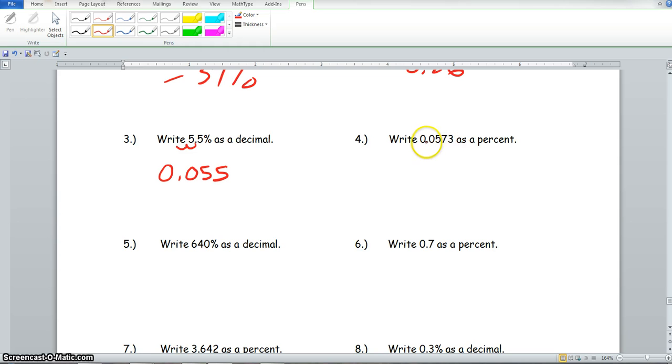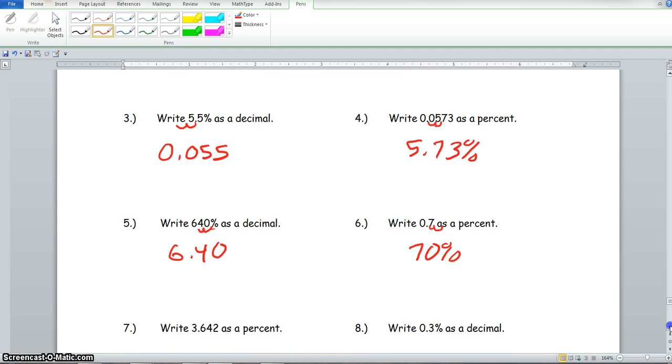Now we want to write this decimal as a percent. We'll move the decimal 2 places to the right, so it'll be 5.73%. Now number 5, it says write 640% as a decimal. Remember, this decimal is assumed to be here, so we move it 2 places to the left, and that will give us 6.4 or 6.40, and we'll drop the percent sign. Number 6, it says write 0.7 as a percent. So to write this as a percent, we'll move this 2 places to the right to be 70 and add the percent sign. So it'll be 70%.